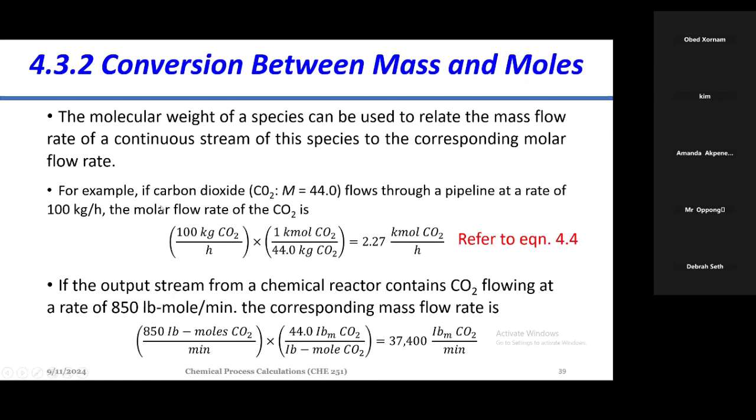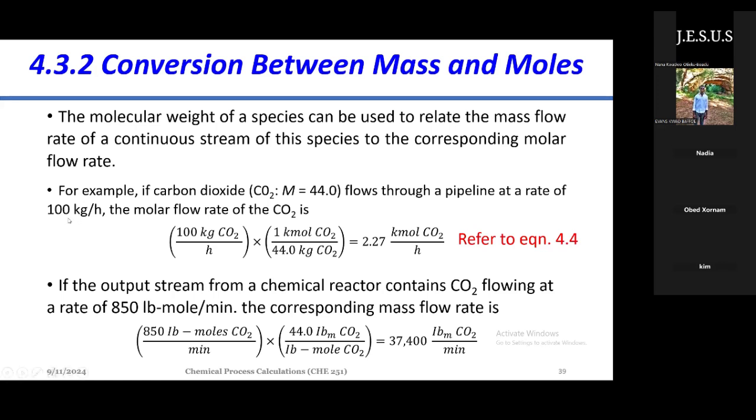So our question is, if carbon dioxide flows through a pipeline at a rate of 100 kilogram per hour, then the molar flow is, so you just have to do change of subject, or you can still use your molar mass as a conversion factor. We want to convert 100 kilogram per hour of carbon dioxide to kilomole per hour of carbon dioxide. Now, the conversion factor is 1 kilomole of carbon dioxide contains 44 kilogram of carbon dioxide. So this and this cancel out, and then you are left with 100 over 44, and that will give you kilomole of carbon dioxide per hour.